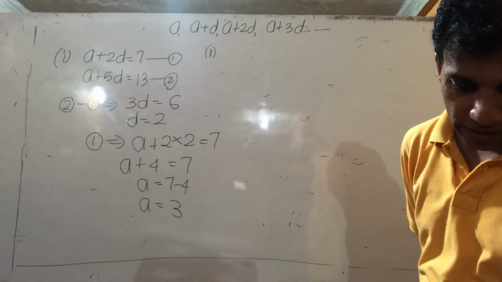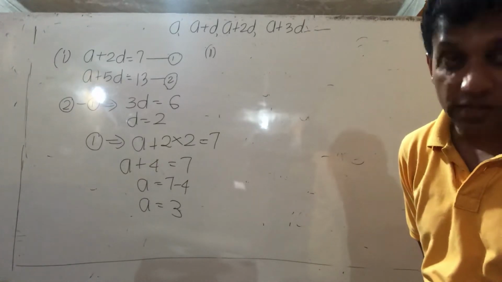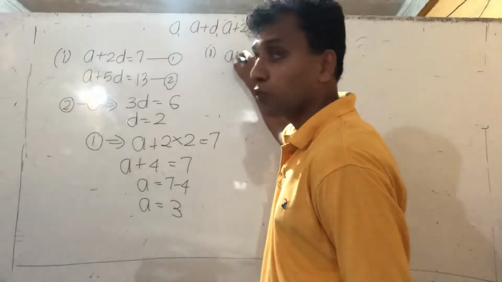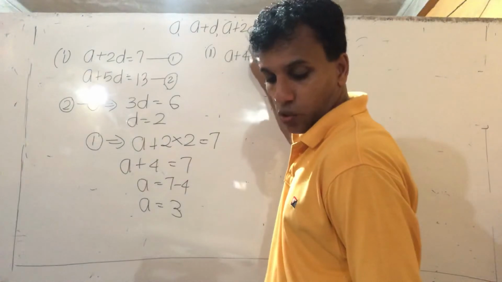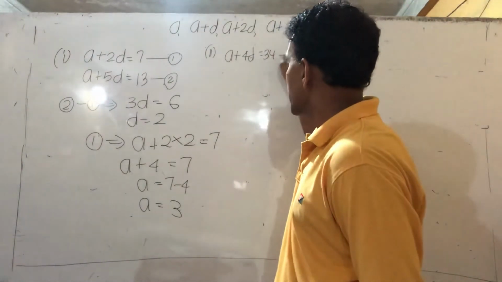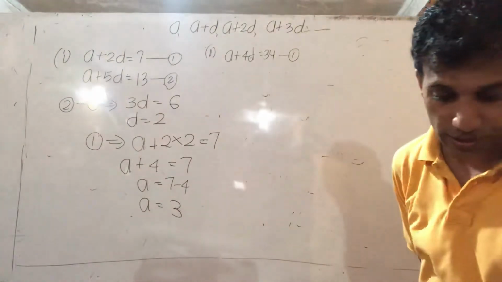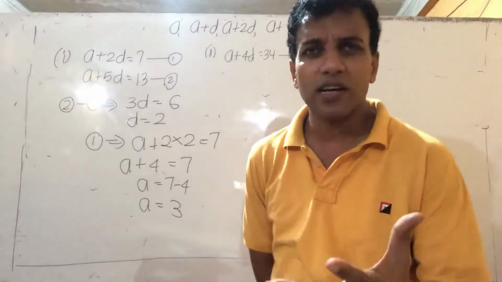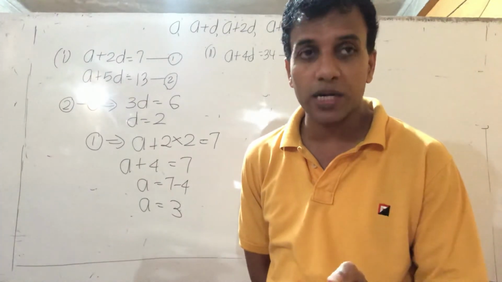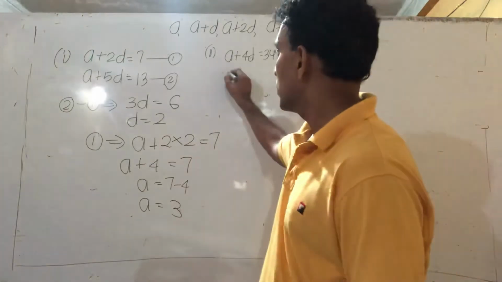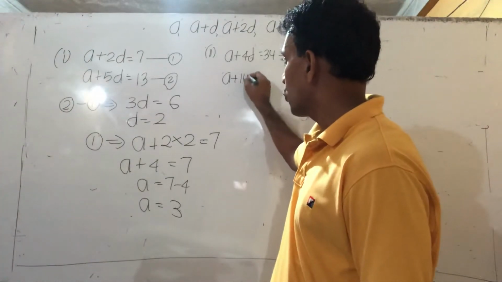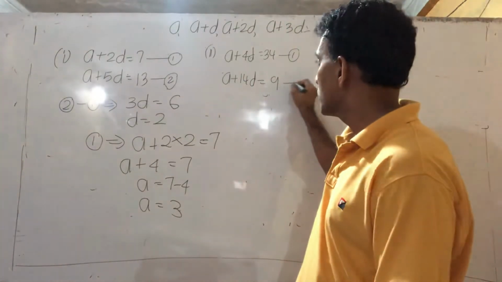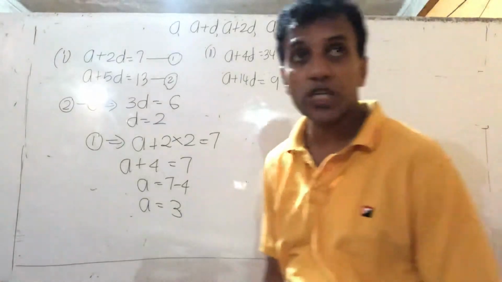In an AP, the fifth term is 34. How is the fifth term written? A plus 4D equals 34. Say, first equation, right? And the 15th term is 9. Same idea. How is the 15th term written? A plus 14D. A plus 14D equals 9. Say, second equation, that's all.